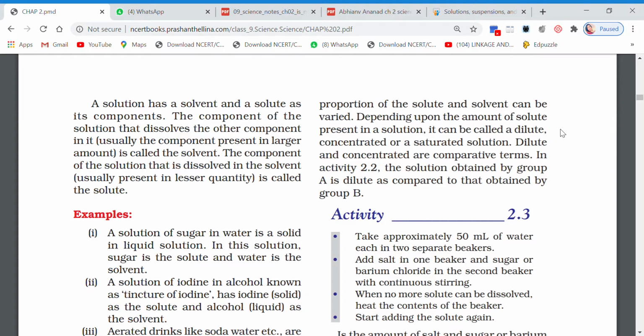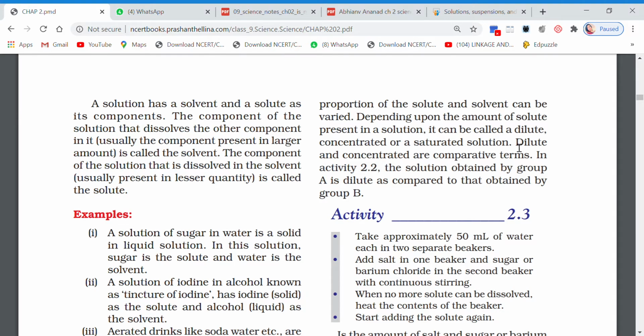For dilute solution, you will write: when a very little amount of solute is dissolved in the solution, it is called a dilute solution. For concentrated, you will write: when a large amount of solute gets dissolved in the solvent, it is called a concentrated solution. And for saturated, I already told you to write down here: when no more solute gets dissolved in the solution, it is called a saturated solution. So I hope you have understood this.